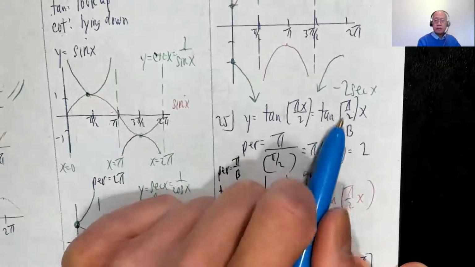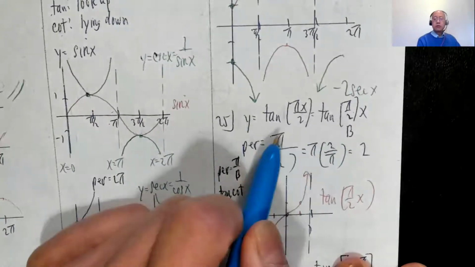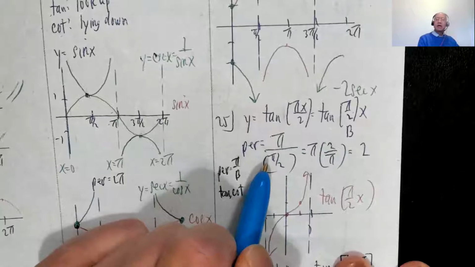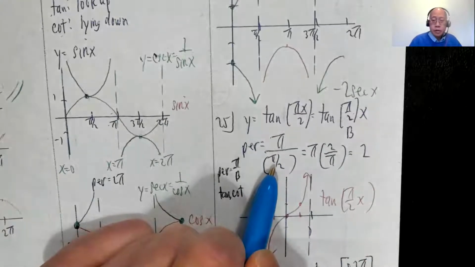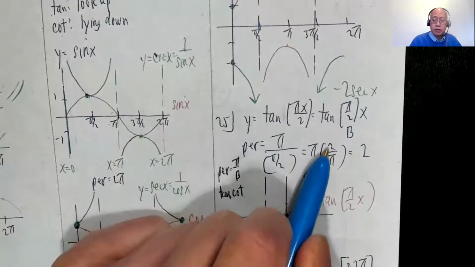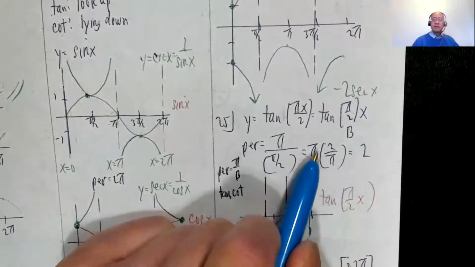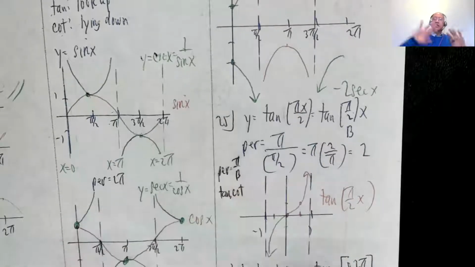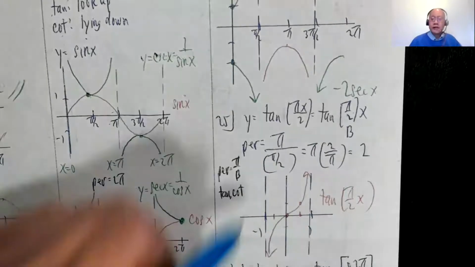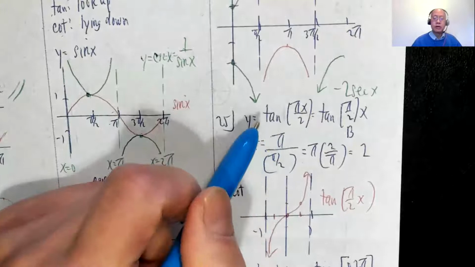So tangent pi over 2x, the b is pi over 2. So period is pi divided by pi over 2. If you divide by a fraction, you multiply by the reciprocal, pi times 2 over pi. Pi's cancel out. I just have 2. That's nice. So by having that pi coefficient, that's how you can get rid of all the pi stuff. So you get stuff that doesn't have pi. You just have 1, 2, 3, 4, and so on.